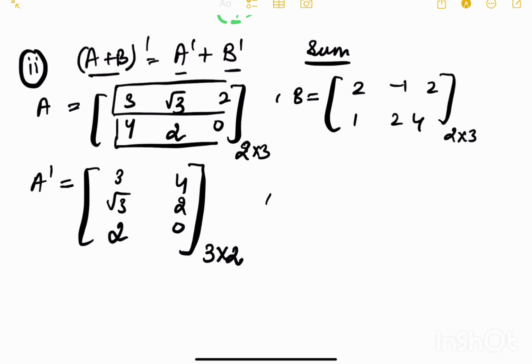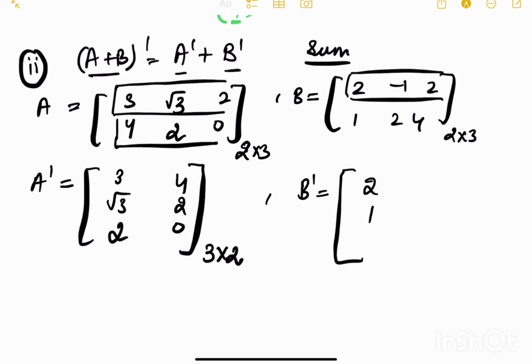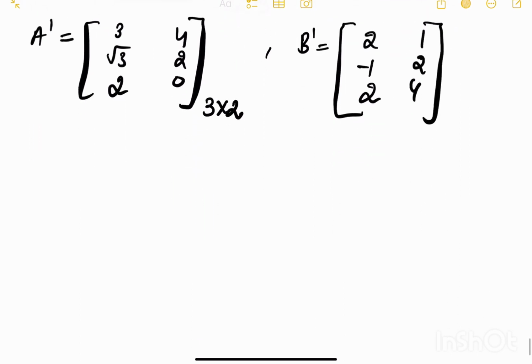Now let us calculate the transpose of B. Again, we will focus on my first row, so this will become my first column. And what is my second row? This will become my second column. So the next agenda is to add both of these.